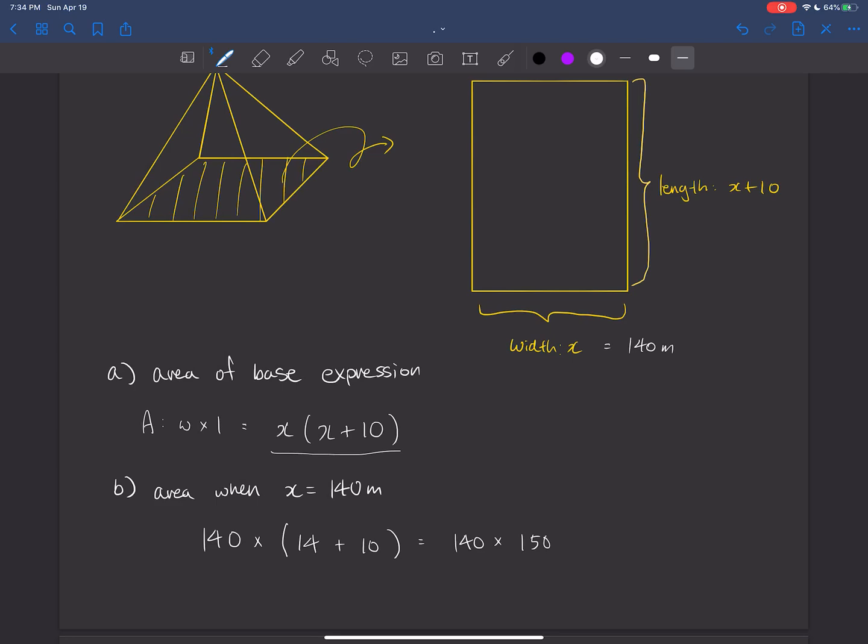And if we plug that into our calculator, we get 21,000, and the unit is in meters squared. And that's it.